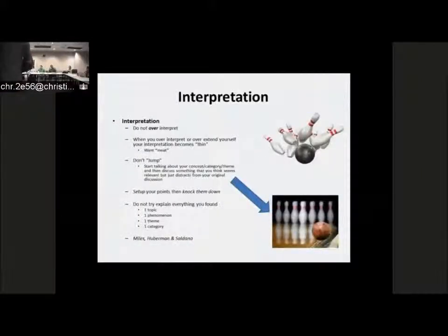So with interpretation, do not over-interpret. Do not take it too far. If it's not there, it's not there. And how you know if you're over-interpreting is, is the data telling you this, or are you telling yourself this? Right? Rely on the data. And that's why I use that context.